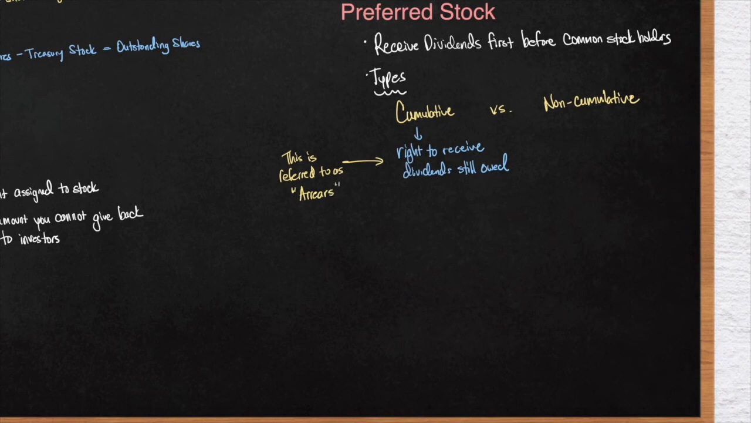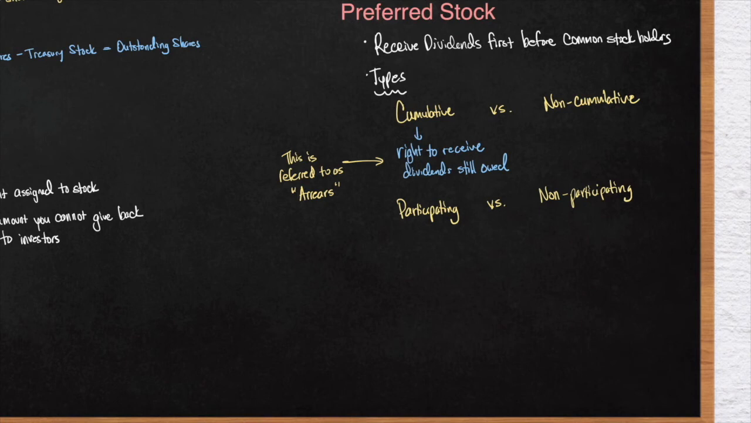So this is referred to as arrears, A-R-R-E-A-R-S. Anything owed that was previously declared in the past. Of course, you'd want cumulative versus non-cumulative, because if it was non-cumulative, it doesn't matter what the company declared in the past, you don't get it for the current year if you're non-cumulative preferred stock.